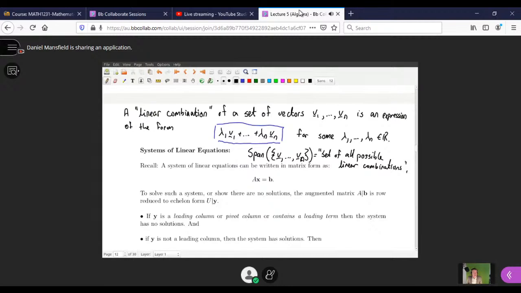Systems of linear equations. A system of linear equations, you might remember from your Math 1131 days, can be written nicely in this form.